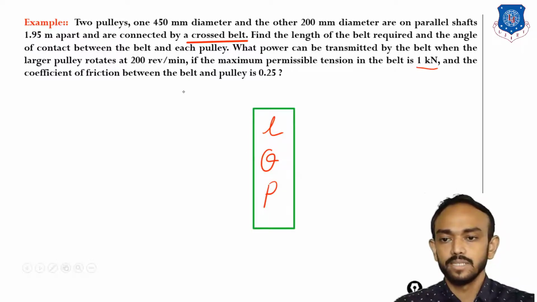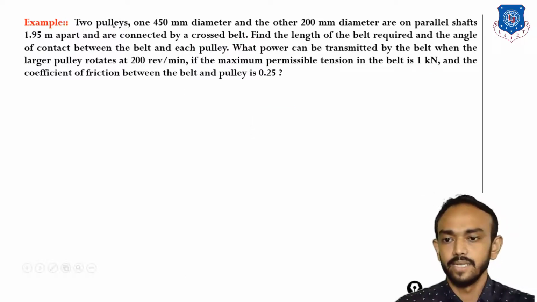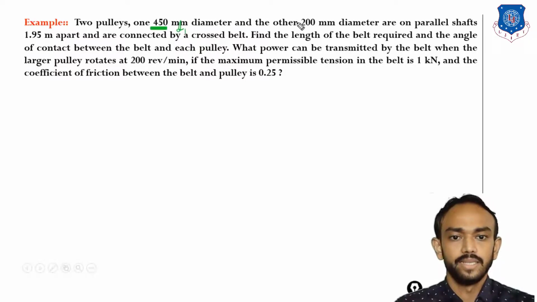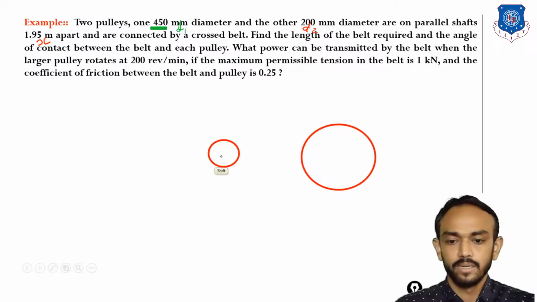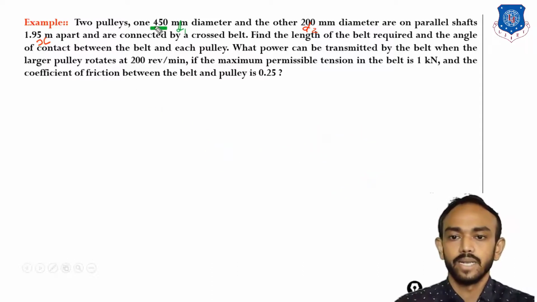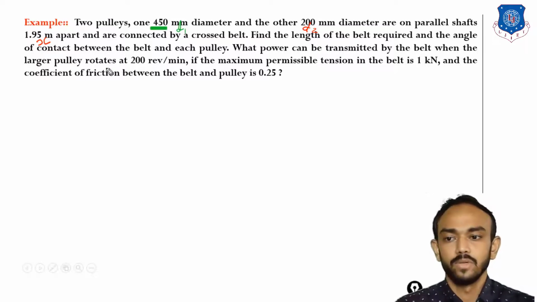So first of all, we will write the data given here. Diameter is given, so let's consider this 450 as D1, and this D2 is given here. Then this 1.5 meter means the distance between two pulleys. If these two pulleys are given, the total distance from this to this, x, is given here. Connected by the cross belt, find the length, angle, and power. This RPM is given for the larger pulley.